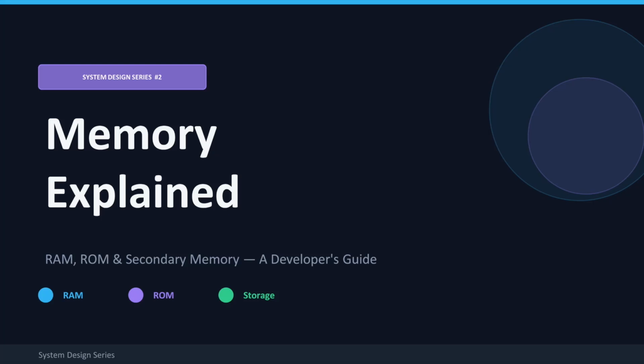Hey everyone, today we are covering a topic that every developer should understand: memory. Specifically, we will look at three types: RAM, ROM, and secondary memory. By the end of this video, you will know exactly how your computer stores and accesses data and why it matters for the software you build.